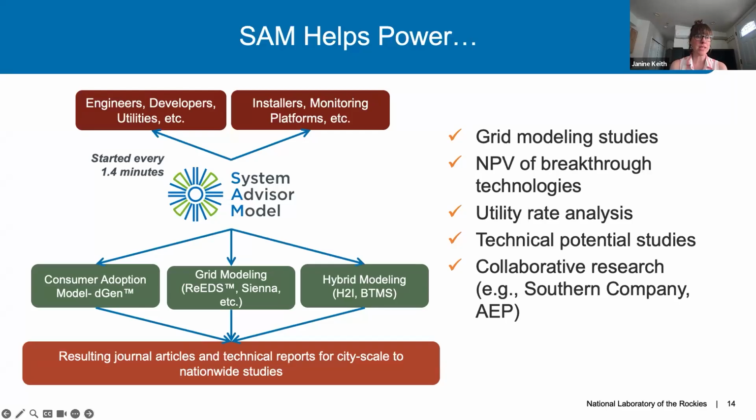There's a model that looks at consumer adoption of different technologies called DGen, which uses SAM to create energy production profiles. It feeds into grid modeling tools such as Reeds and Sienna, which I know have done some of the Powered by webinars. It also feeds into hybrid modeling tools, including tools like H2 Integrate and the Behind the Meter Modeling Consortium that looks at combination of behind the meter technologies and electric vehicle usage.